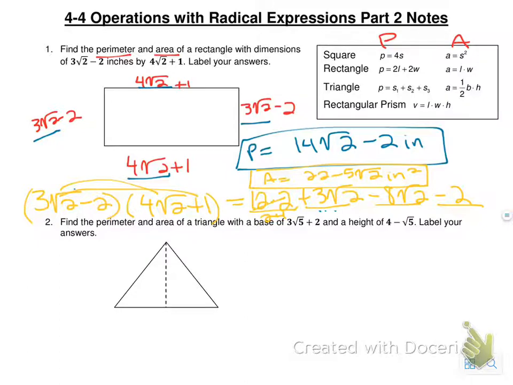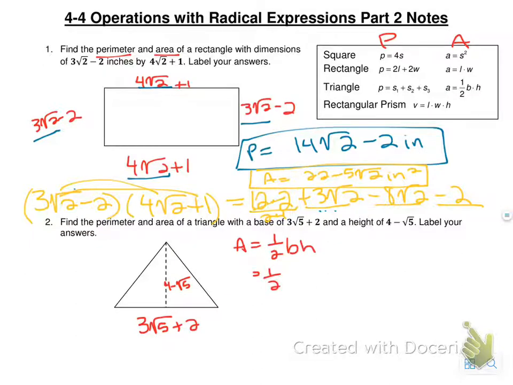Okay, so on the bottom, find the area and the perimeter of a triangle with the base. So let's label the picture. The base of 3 root 5 plus 2, and the height of 4 minus the square root of 5. And we need to find the perimeter and the area. So this is going to be a little bit harder. Let's see, the area will be the easier one. So area is 1/2 base times height.